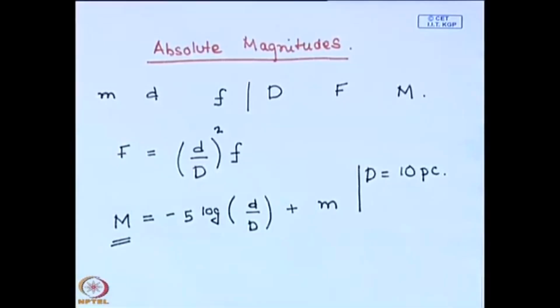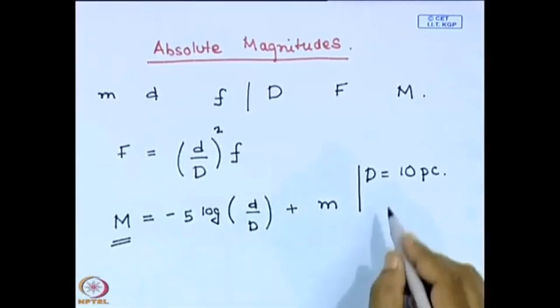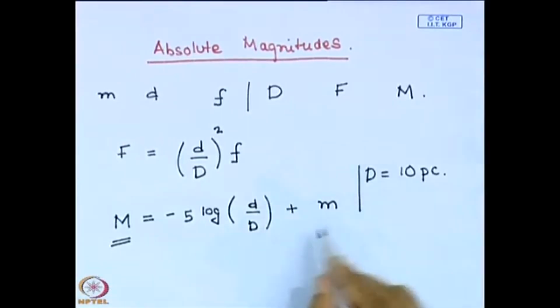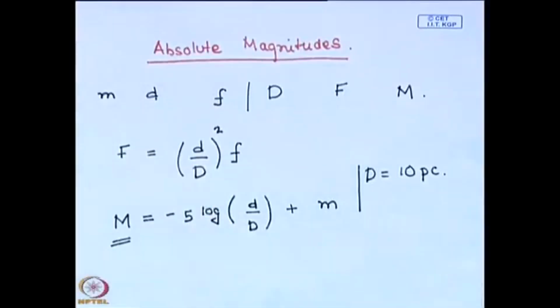Okay. And we refer to this as the absolute magnitude. If you place any source at a distance of 10 parsec, what is the apparent magnitude that it would have? That is what is referred to as the absolute magnitude. This is used to compare the intrinsic brightness, the intrinsic luminosity, of different sources, and it is called the absolute magnitude.